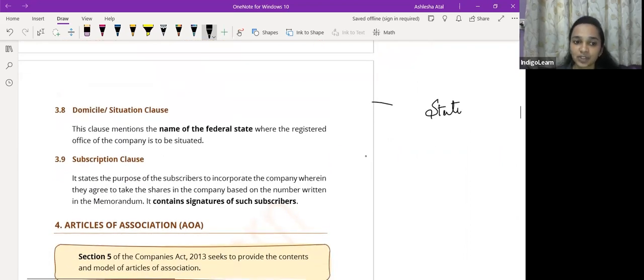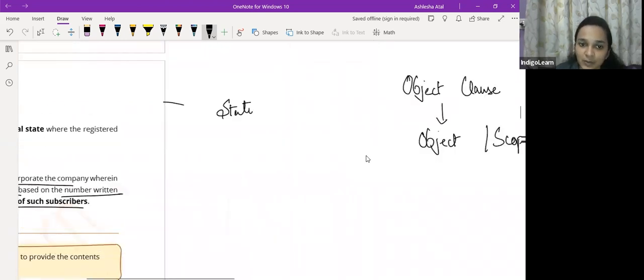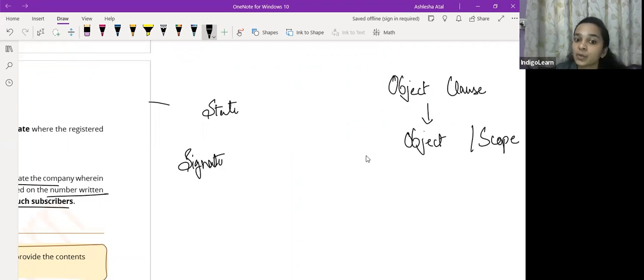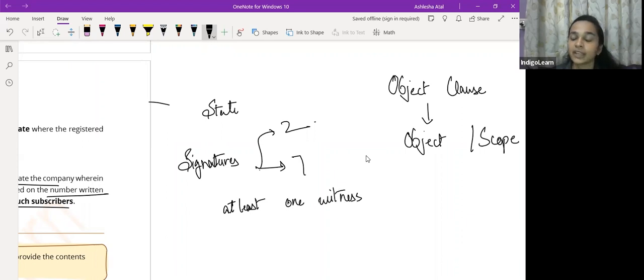And then finally आता है subscription clause. It states the purpose of the subscribers to incorporate the company, wherein they agree to take the shares in the company based on the number written in the memorandum, and it contains the signature. So subscription clause basically last clause होता है जहाँ पे signature होता है of all the subscribers to the memorandum. Subscribers कितने होने चाहिए, private company के केस में minimum 2, public company के केस में minimum 7, और इन सबका signature होता है here in the subscription clause, and all the subscribers shall sign in presence of at least one witness each. The subscribers to the memorandum, when they are signing the memorandum of association, they shall sign in presence of at least one witness each. So सबका एक अपना individual witness होना चाहिए.